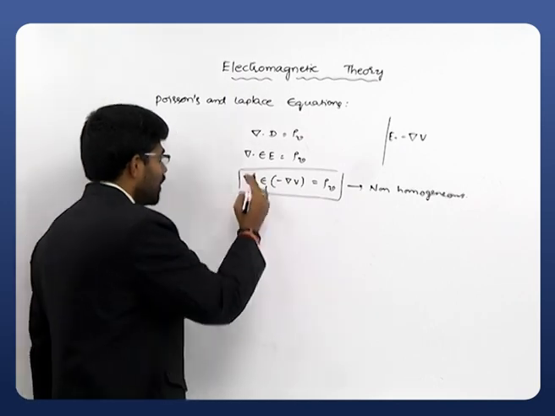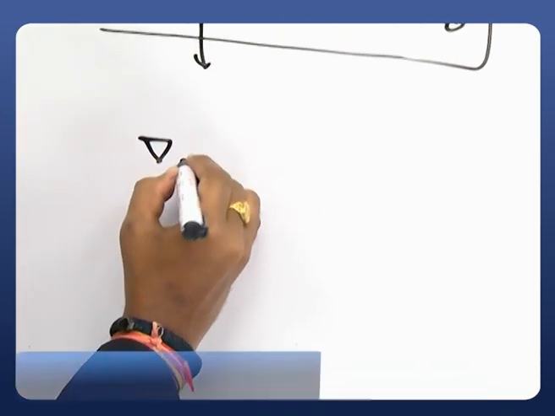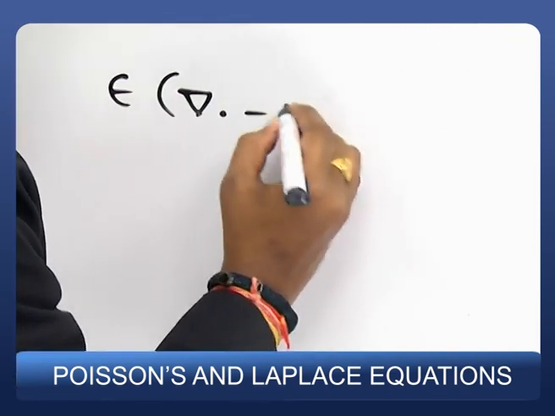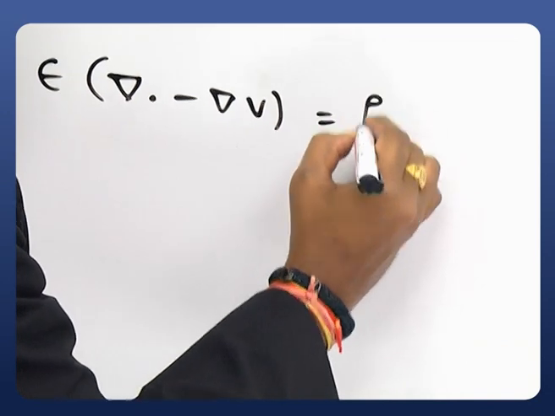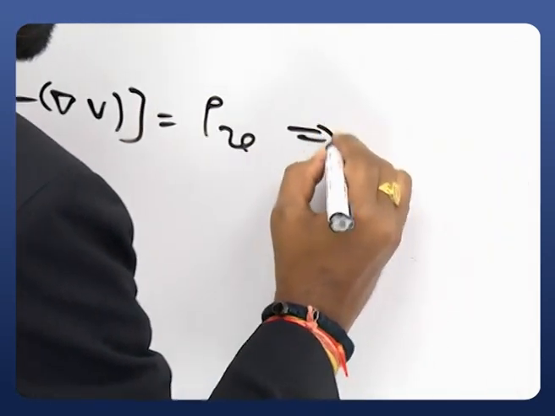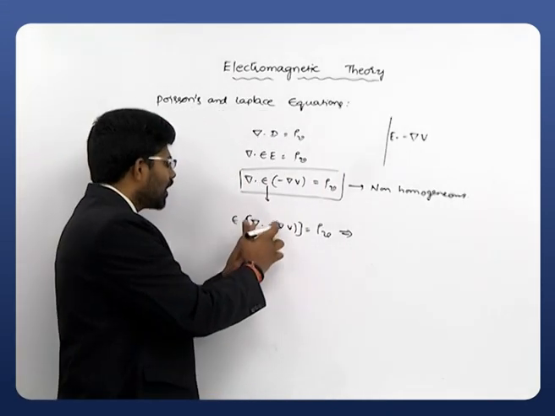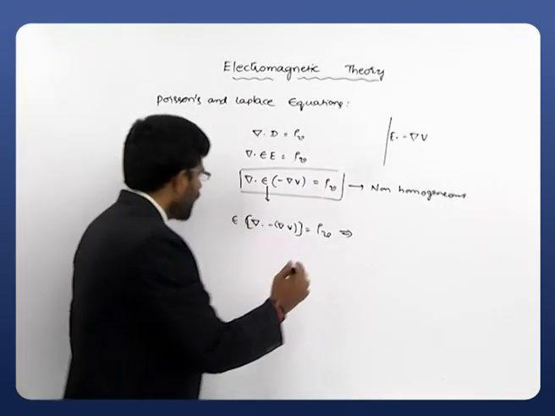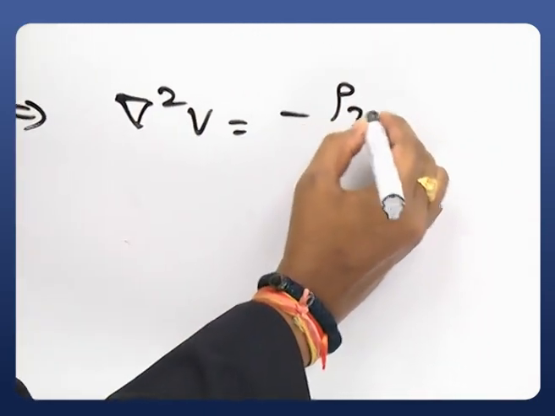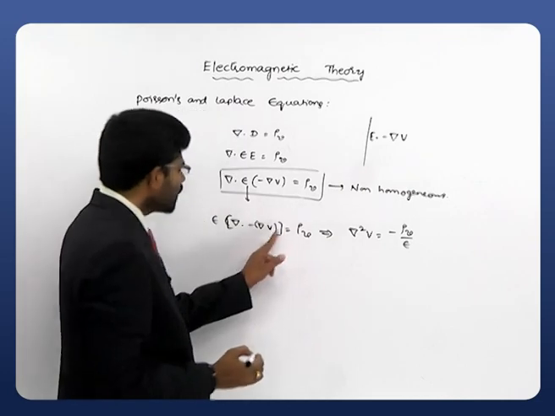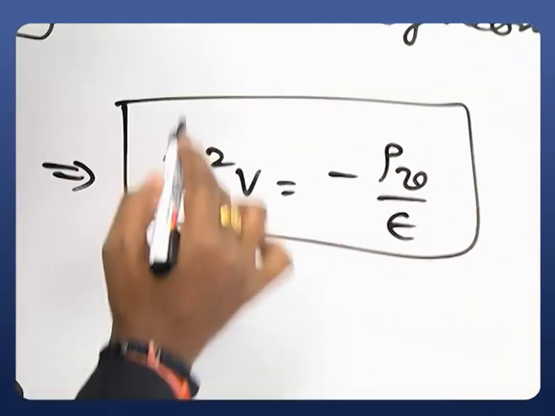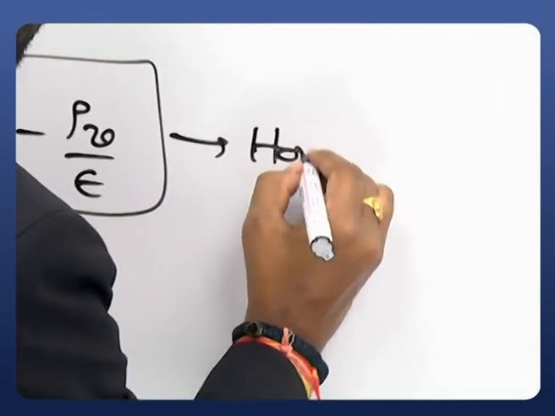For homogeneous medium, how can this equation be written? Del dot, and this epsilon can be taken out, del dot minus gradient of V, which is equals to rho V, that is what we have here. And if you modify this one, del dot del is del square, right? So this is del square V is equals to, rewriting this one, minus rho V by epsilon. This equation is said to be the Poisson's equation for homogeneous medium.